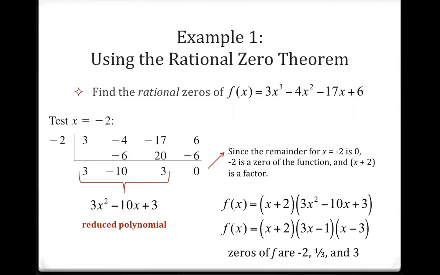So now I can identify my zeros by setting each factor equal to 0, and I get x equal to -2, 1/3, and 3. And if you go back to that list of possible rational zeros that we started with, you'll notice that all three of these numbers are on that list. Okay, and all three of these are rational numbers because they can all be written as a fraction. And so we have answered the question and we have given the answer that it's looking for.